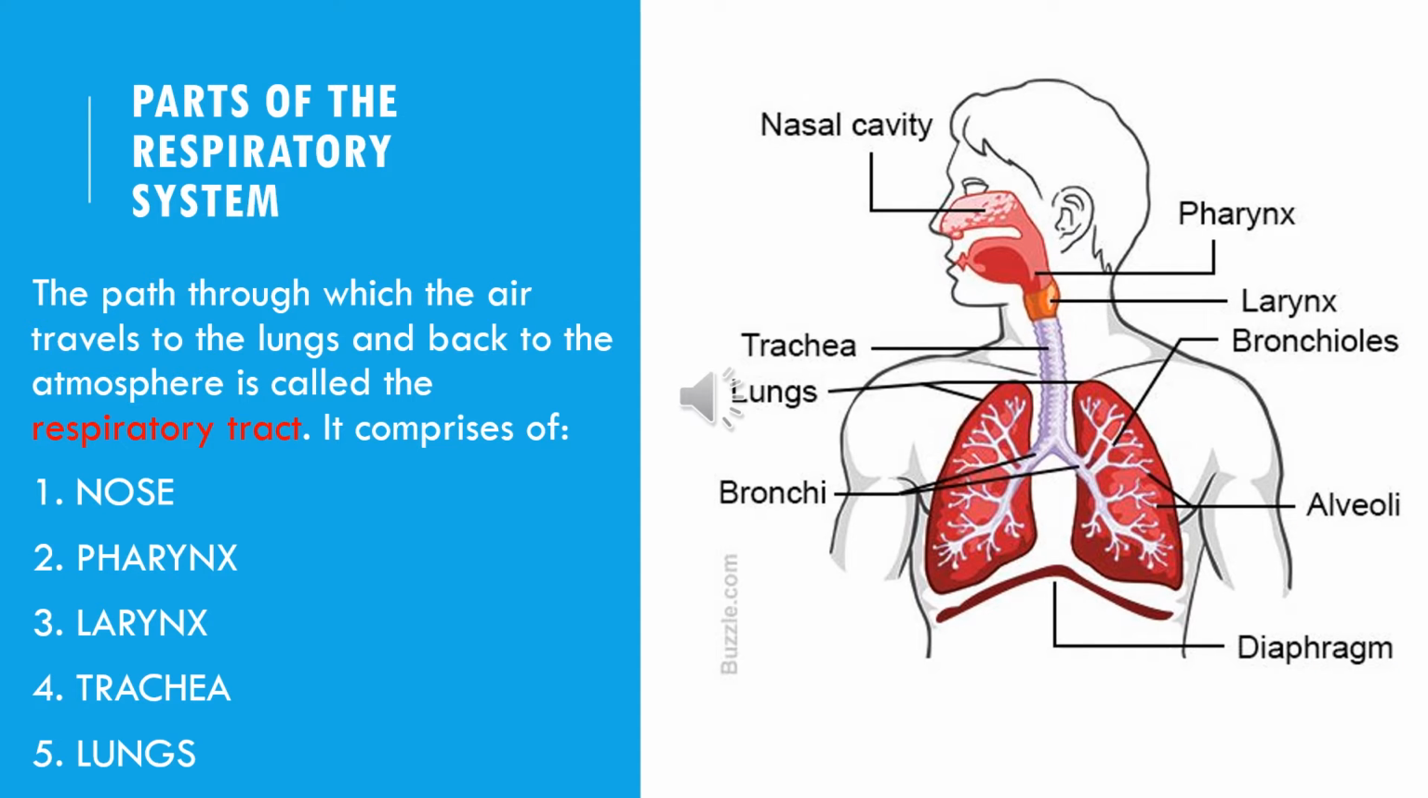Parts of the respiratory system. The path through which the air travels to the lungs and back to the atmosphere is called the respiratory tract. It comprises nose, pharynx, larynx, trachea, and lungs.